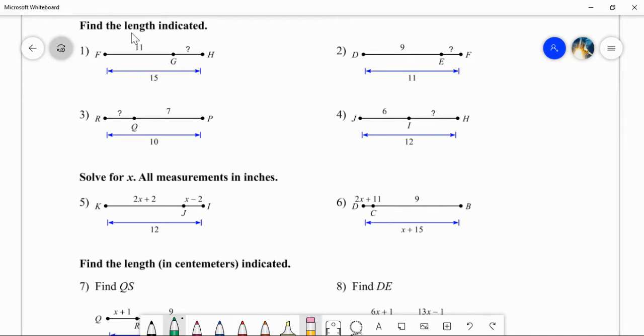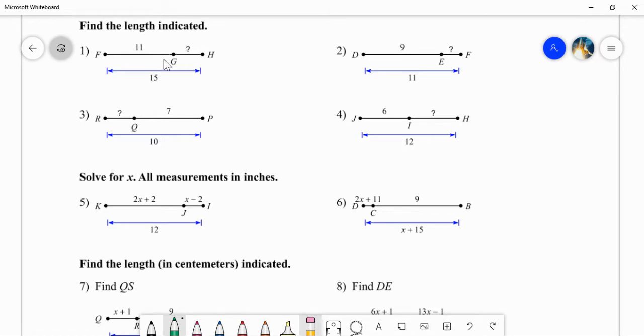So for this first part, I just want to find the length that's indicated. Well, the length that's indicated that we don't know the measure of is this one right here. So before I begin, I can already assume that G is between F and H, and that because all of these 3 points are collinear. Okay, so because it looks that way, we can assume this.